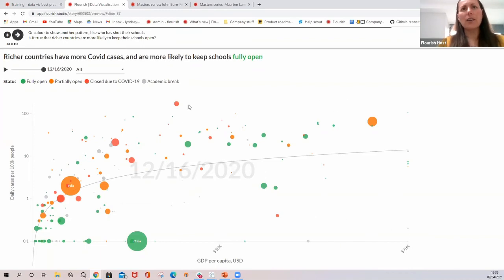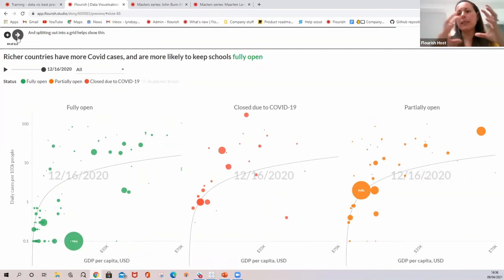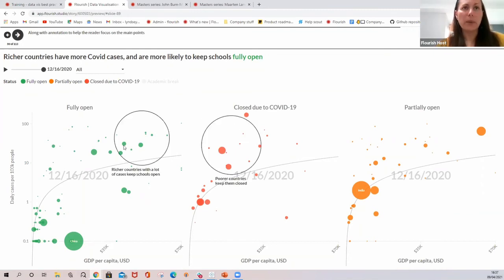So can you see this? Richer countries are higher up here. Have they got more green? There does seem to be more green here, but there's also green here. So is there anything else we can do to help see this? So now we're using this grid of charts option to split out by the categories. And now you can see more distinctively that richer countries with more cases have kept their schools open. And the poorer countries with more cases have kept their schools closed. And you can use an annotation to draw people's attention to that, as we've spoken about before.